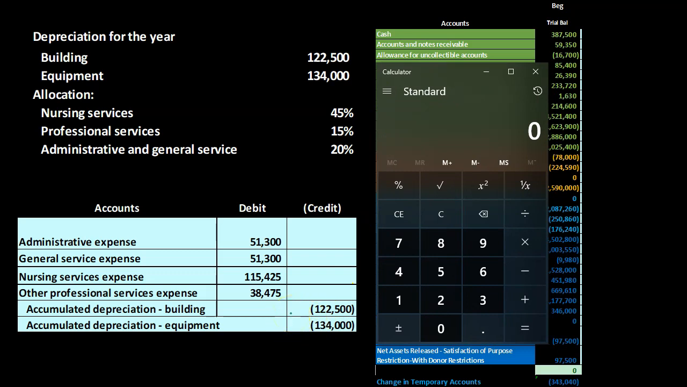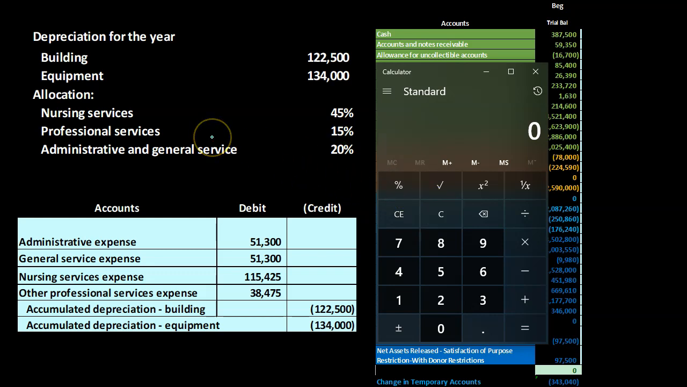Normally, we would debit depreciation expense and credit accumulated depreciation. Accumulated depreciation related to the building and equipment is still being credited. The debit, however, is going to be broken out by function: nursing, professional, administrative, and general, with these percentages.